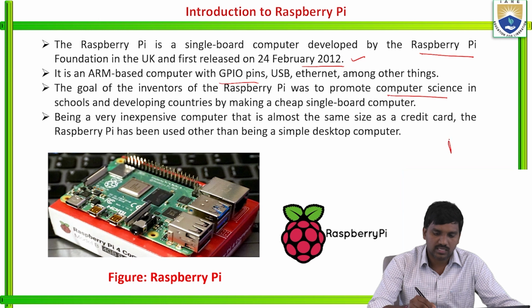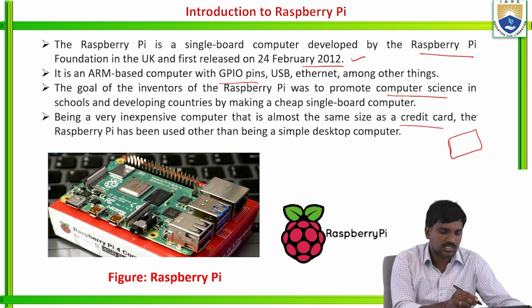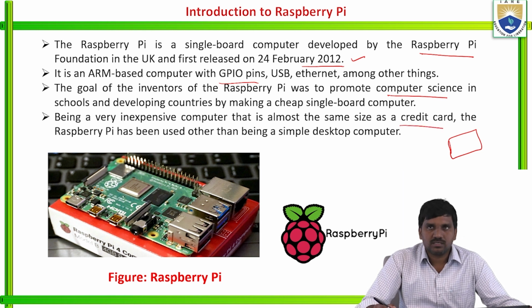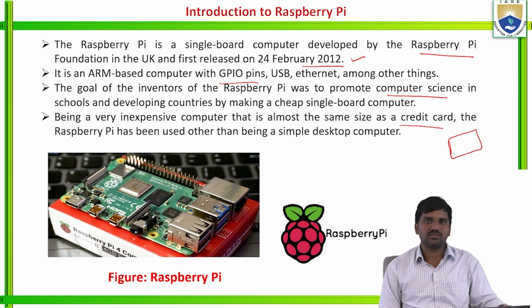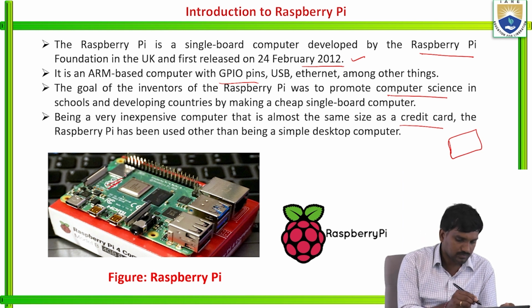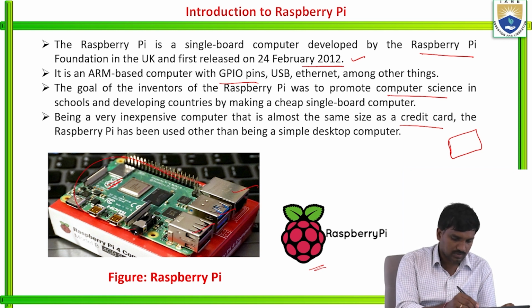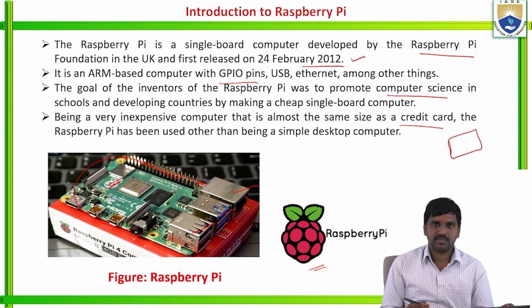It looks like a simple credit card size board. Being a very inexpensive computer, it is almost the same size as a credit card. The Raspberry Pi has been used for purposes other than being a simple desktop computer. So these are some introduction points regarding Raspberry Pi. This is the diagram, this is the Raspberry Pi logo. It has one port, second port, third port. The same pin descriptions I am going to explain in the next slide.